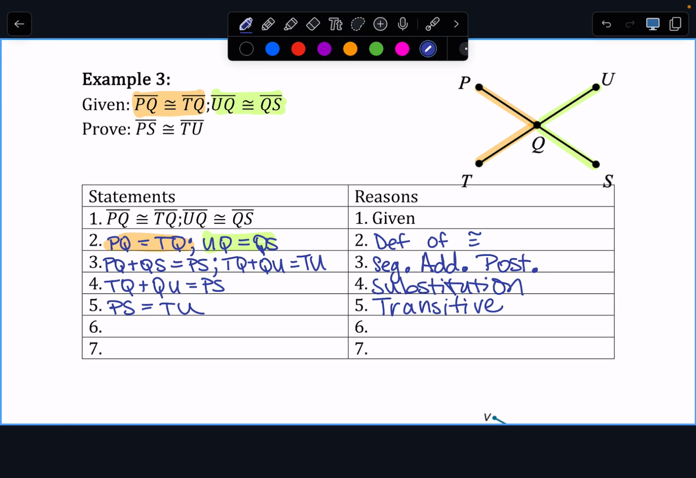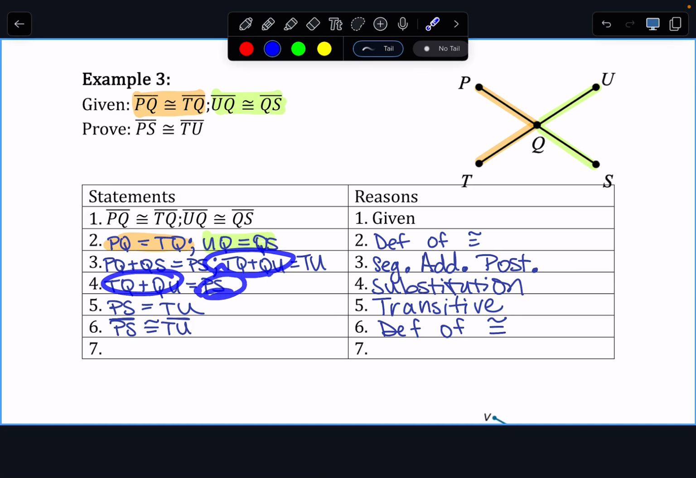Well, don't I want PS equals TU? You want it to be congruent. So we have to do another one. Are you talking about like the UQ and QU? Oh, okay. I'm confused about what our question is. Well, you had PS on the right. No, I use the transitive property because since these two are the same, then these two equal each other.